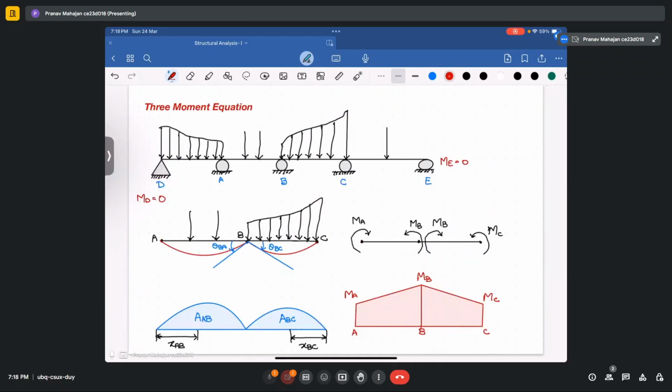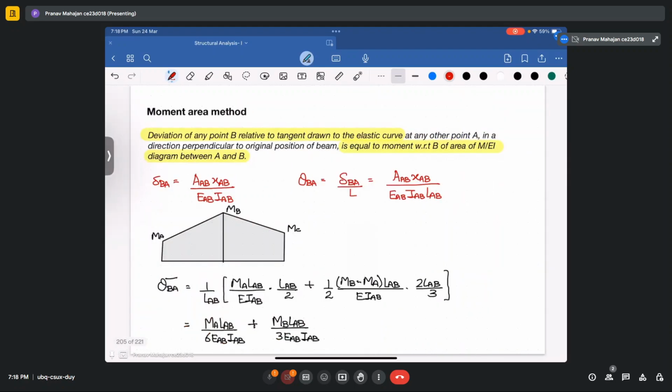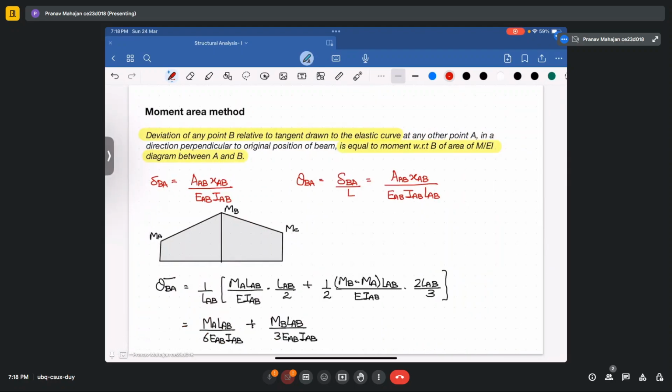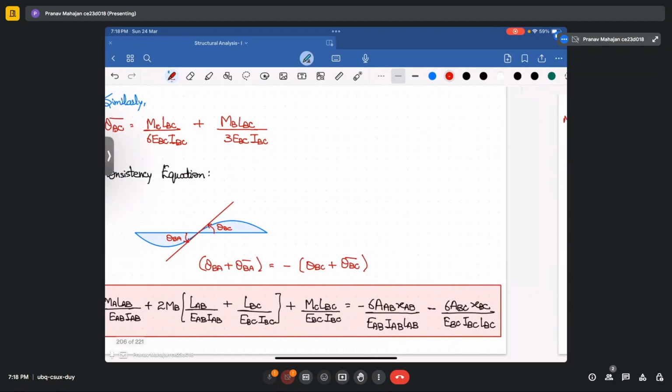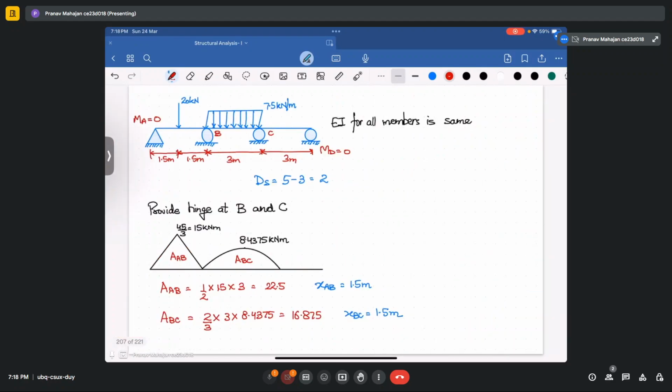For the three moment equation, we have taken a continuous beam with variable loadings acting over it, and then using the moment area method, we have compared the rotations along the different points of the beam, and then we got the general equation for the three moment equation.